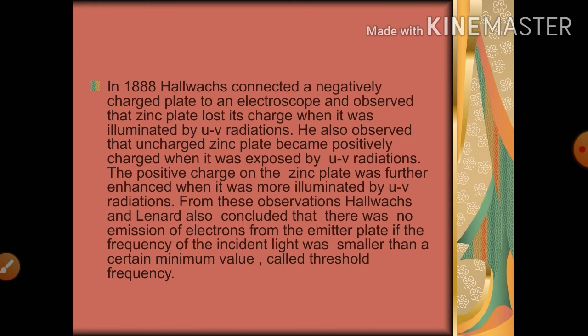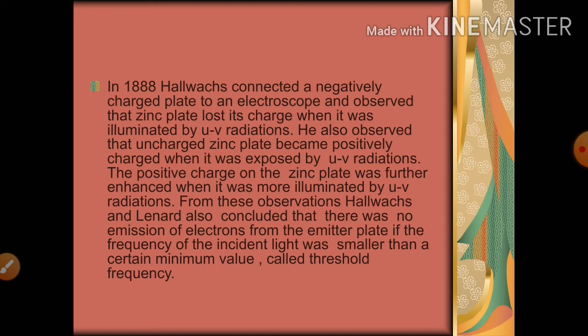Now, in 1888, Hallwachs connected a negatively charged plate to an electroscope and observed that the zinc plate lost its charge when it was illuminated by UV radiation. He also observed that an uncharged zinc plate became positively charged when it was exposed to UV radiation. The positive charge on the zinc plate was further enhanced when it was more illuminated by UV radiation.